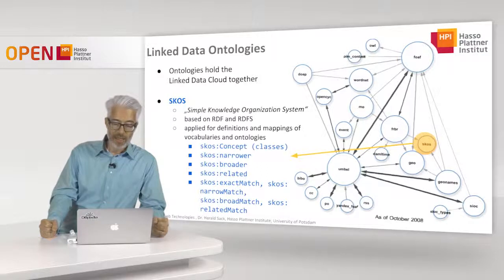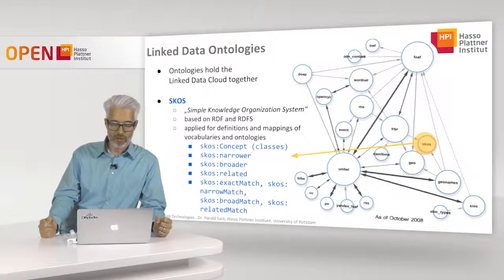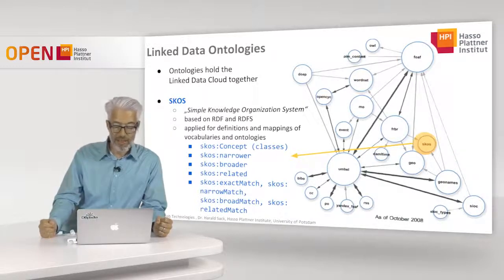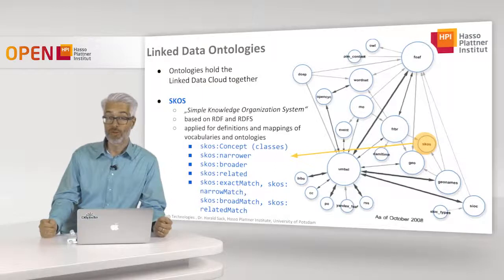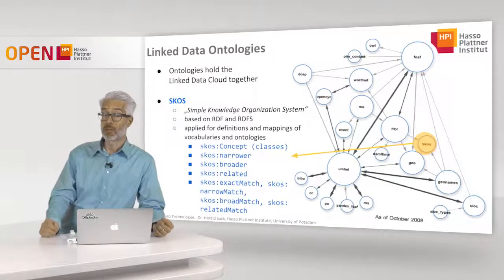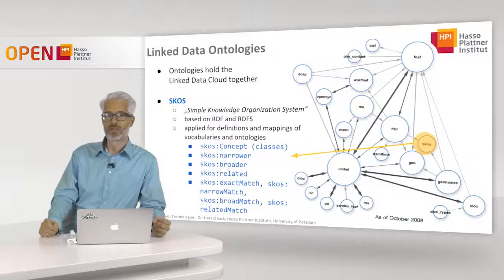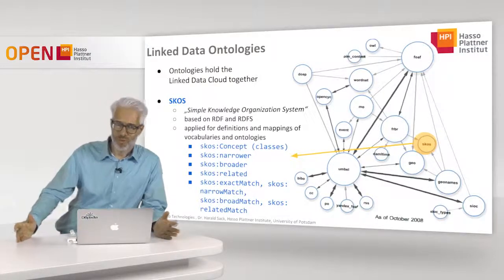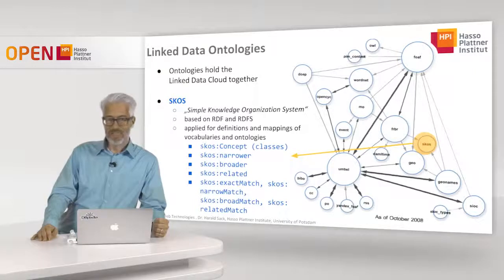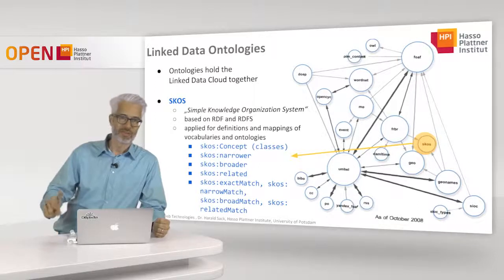then you say it's skos:related. And concerning the matches between vocabularies, you have here skos:exactMatch, skos:narrowMatch, skos:broadMatch, and skos:relatedMatch. An exact match means that both entities that you relate with each other are exactly the same. If they are very, very close, but not exactly the same, then you have a narrow match. If they are a little bit more on the side or not really exactly each other, then it's a broad match. And then you also have the related match, which is the weakest form of match.